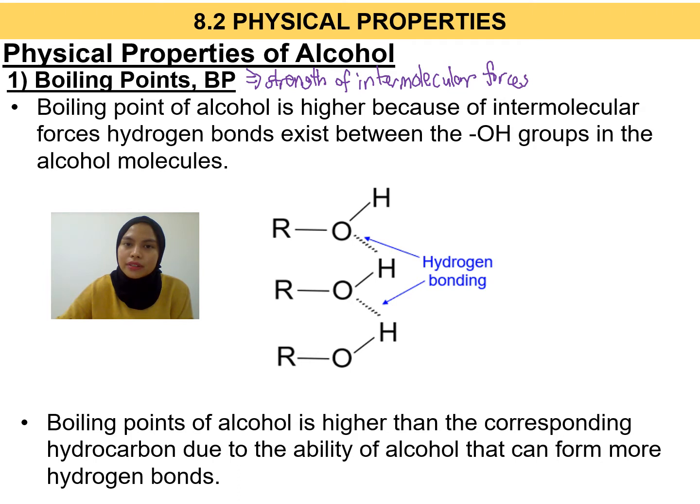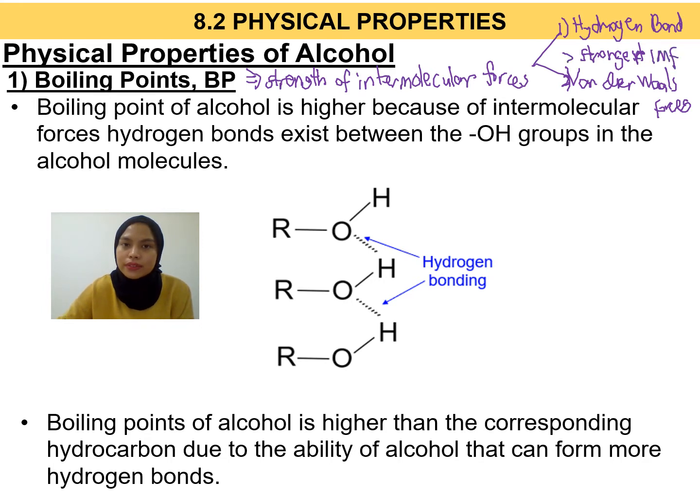And how many intermolecular forces are there? If you look at chapter 4, semester 1, you should know that there are actually 2 intermolecular forces. The first one is hydrogen bond, and the second one is apa dia? Van der Waals forces. You should know that hydrogen bond is stronger compared to Van der Waals forces. That's why kalau hydrogen bond type of intermolecular forces, dia punya boiling point akan jadi lebih tinggi.